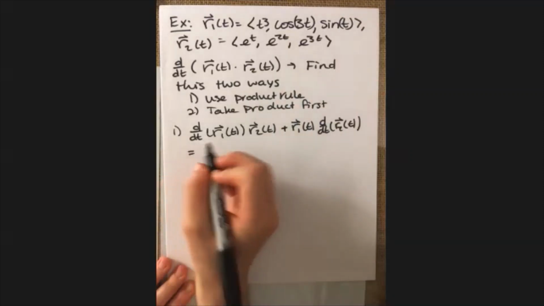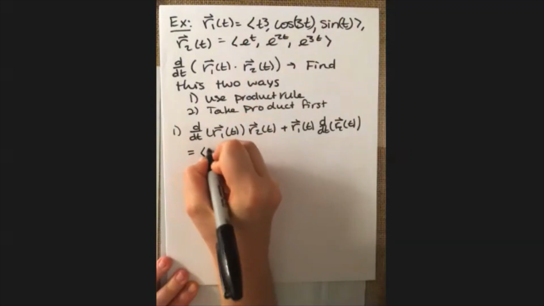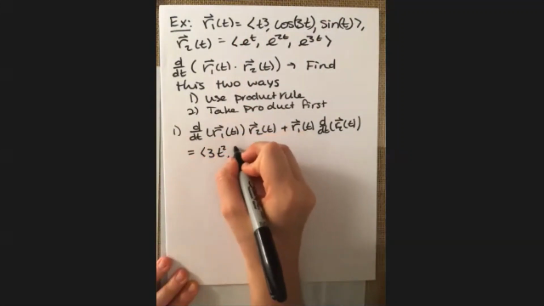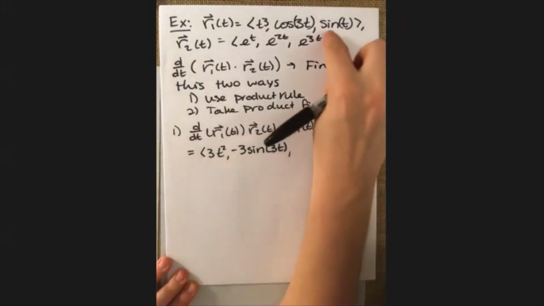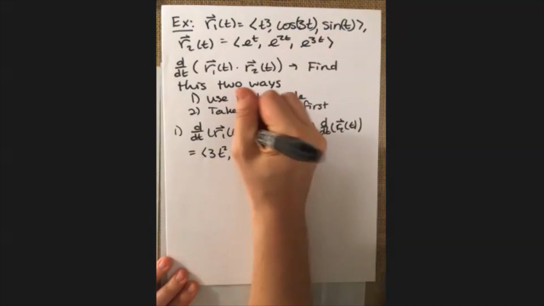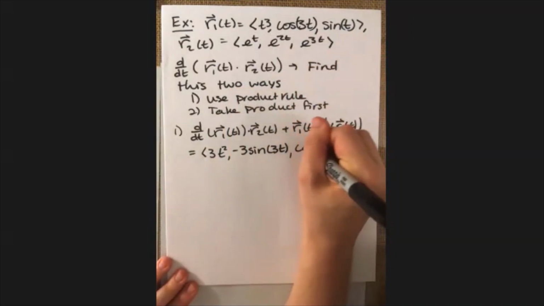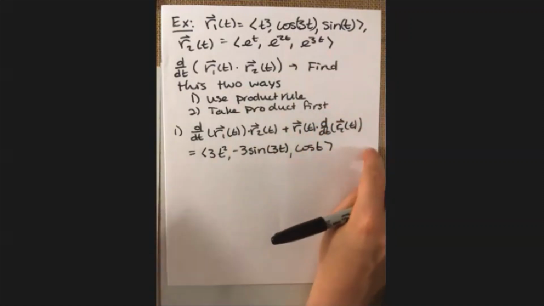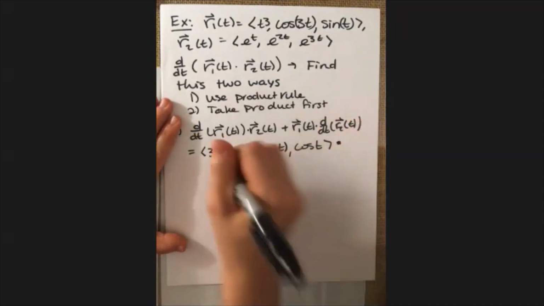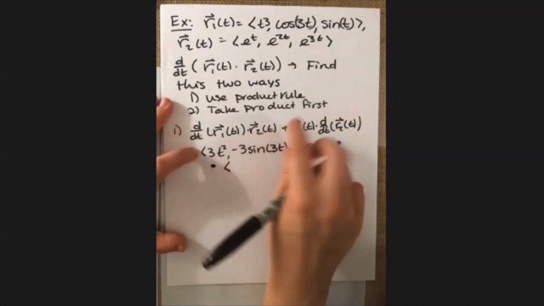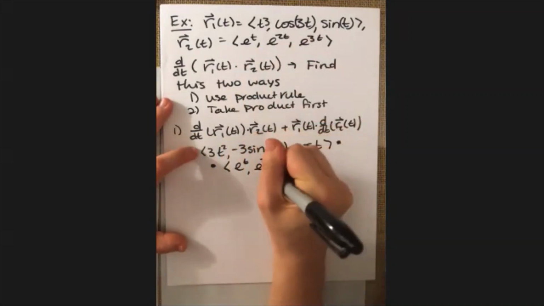Just like so. So if we wanted to look at this guy up here, we would take the derivative of r1 of t, which is 3t squared, and then negative 3 sine of 3t, and then, oops, these should be dot products here, and then cosine of t, like so. It looks like I'm going to run out of space on my page there. This guy is dotted with r2 of t left alone, so e to the t, e to the 2t, e to the 3t.